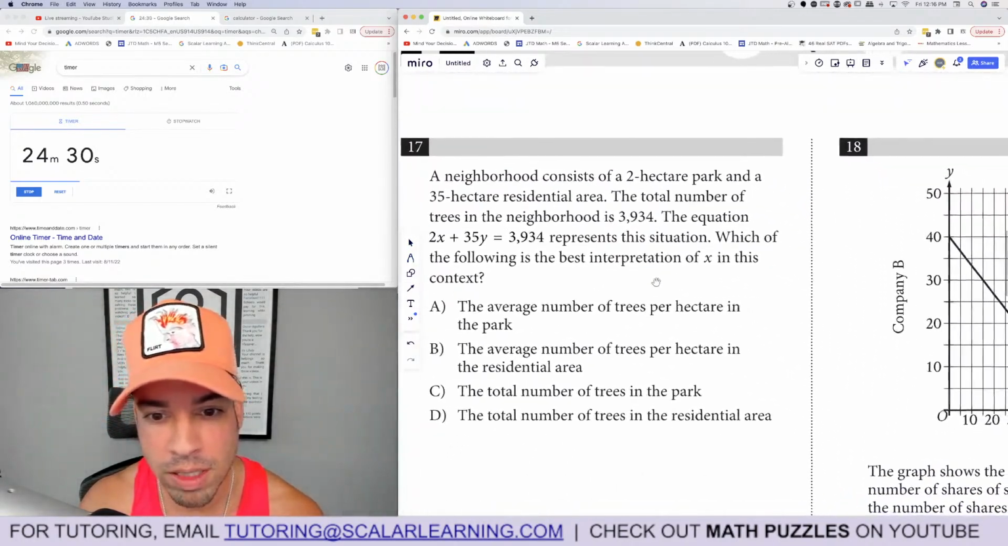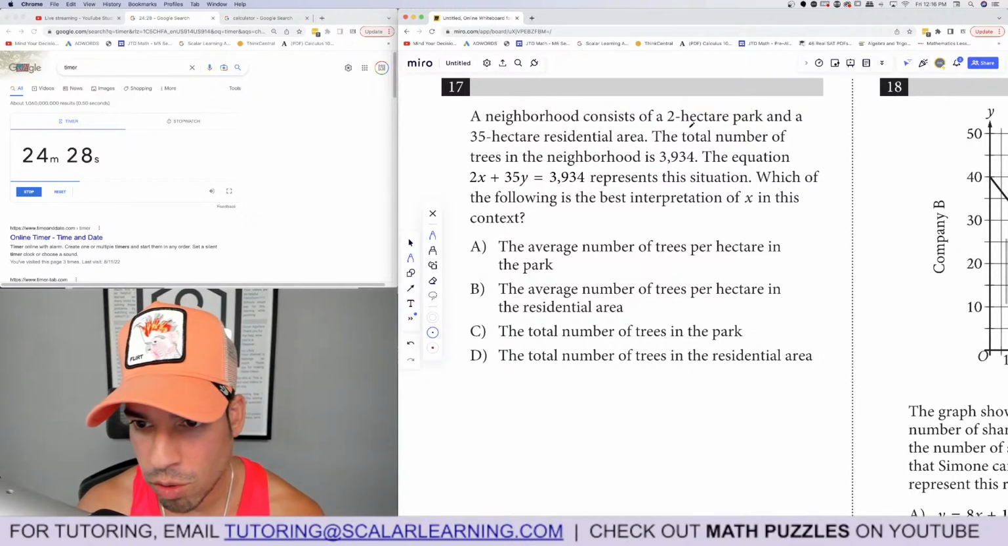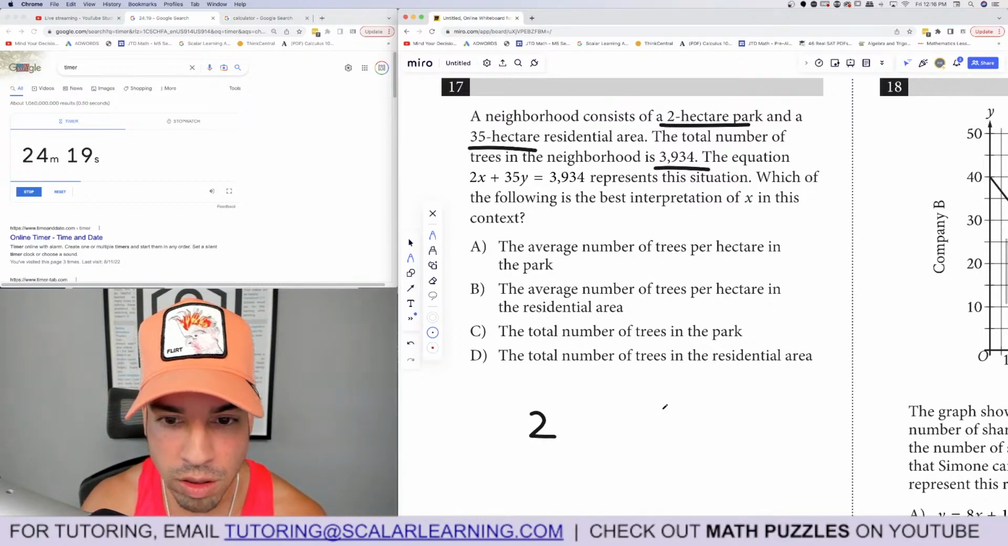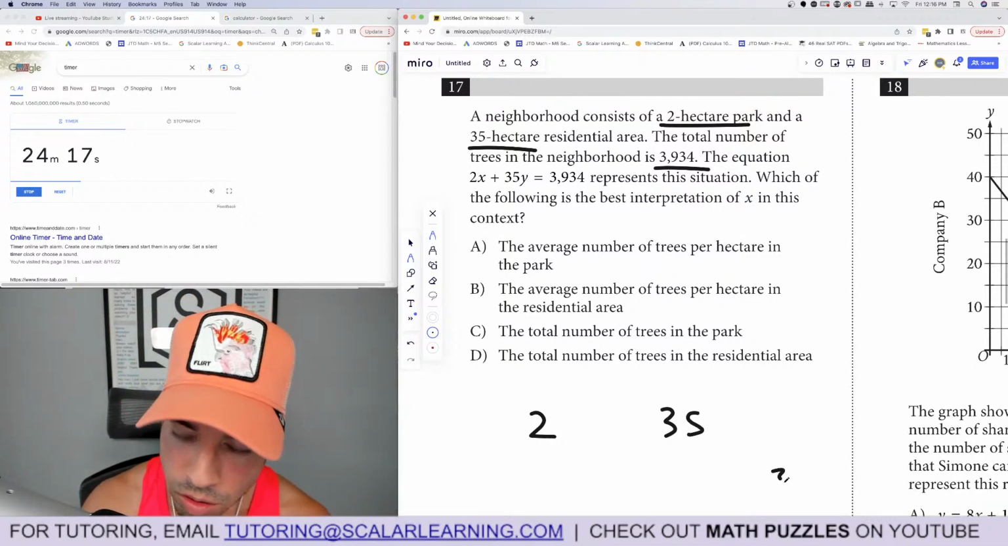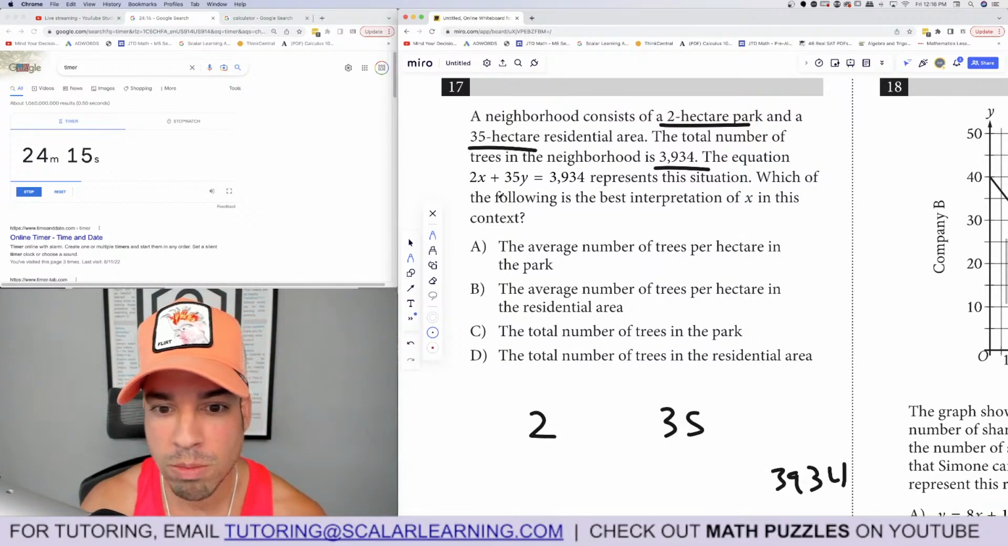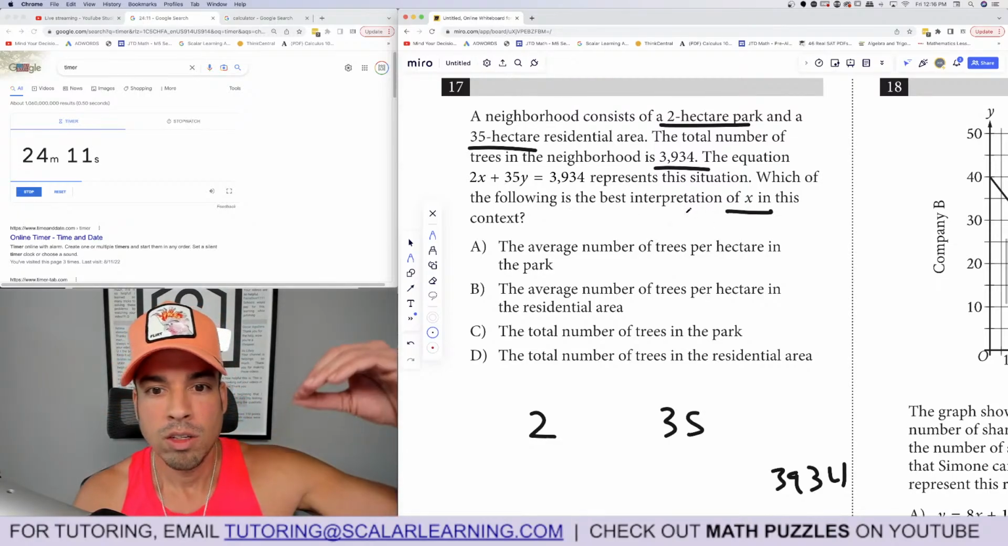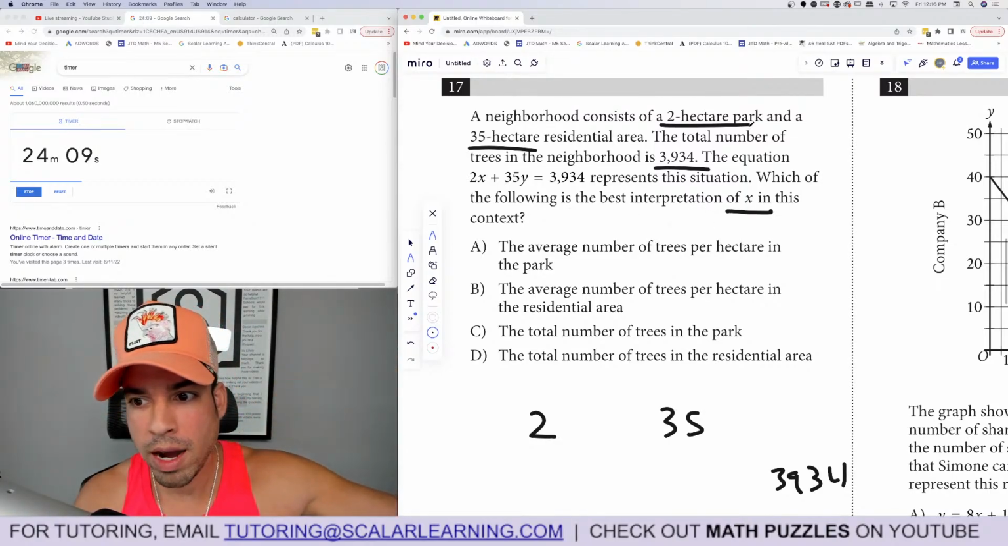Okay, we're on to 17. A neighborhood consists of a 2-hectare park and a 35-hectare residential area. The total number of trees in the neighborhood is this. Okay. Wait, 2-hectare and 35-hectare. The equation, blah, blah, blah. Oh, there's the equation. Which defines the best interpretation of x? Got it. So of a 2-hectare park, the total number of trees.